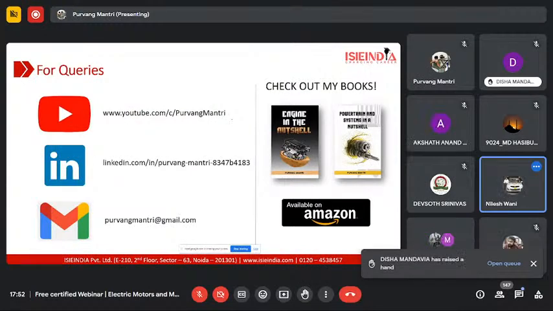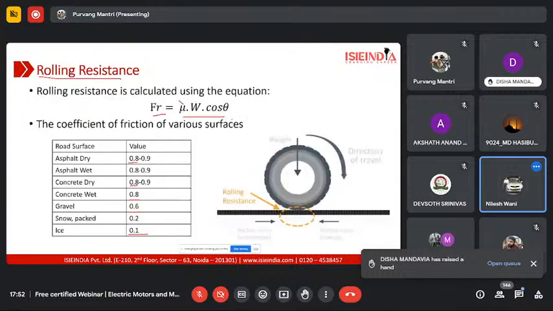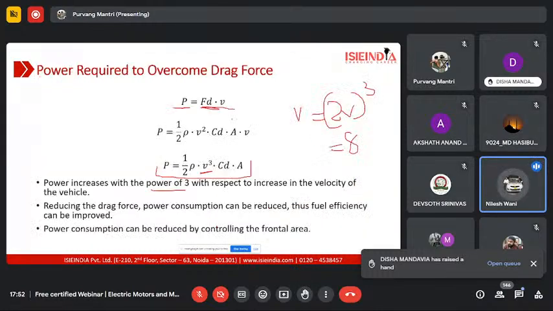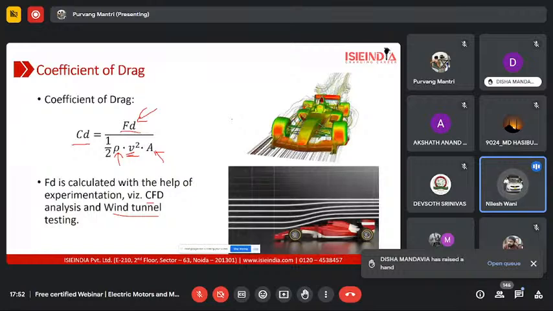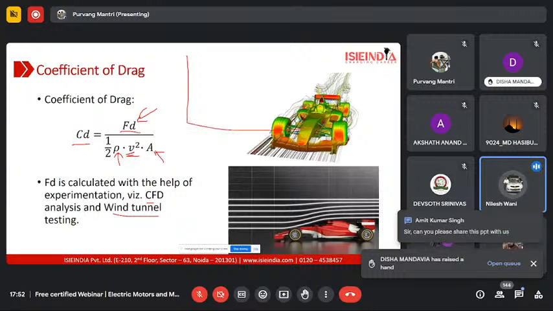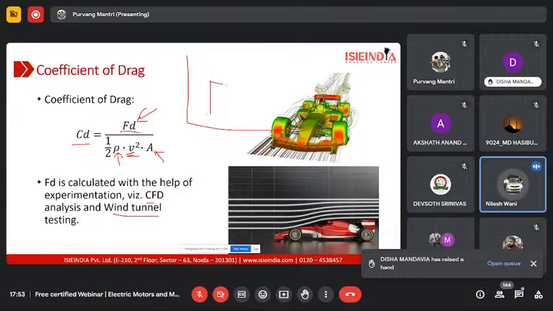Sir, on the slide where we calculated the frontal area, you told that you are having some grid for calculating the frontal area. So can you just tell something more on how to exactly calculate A?